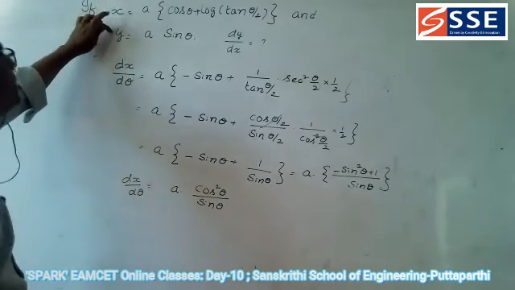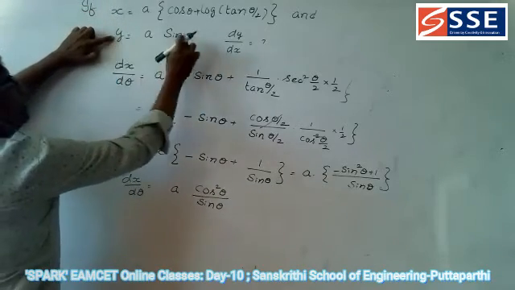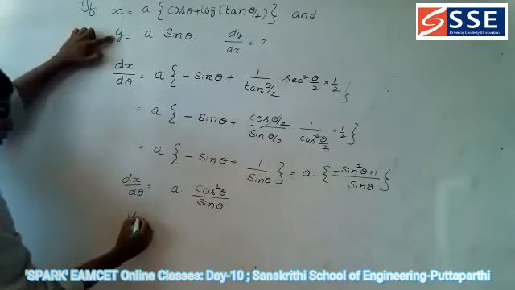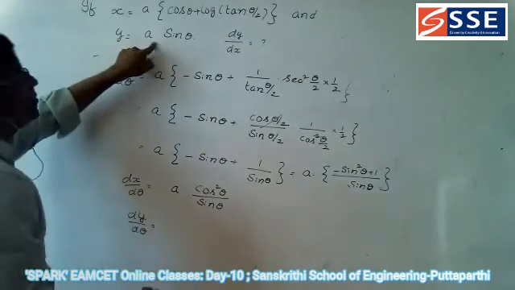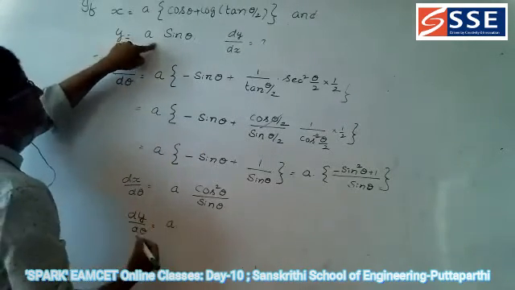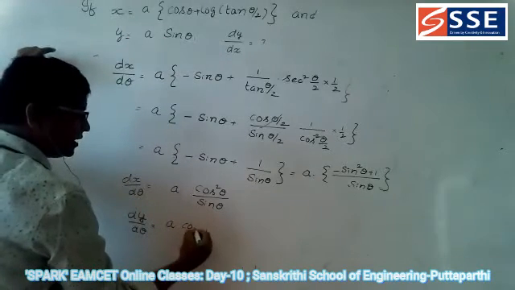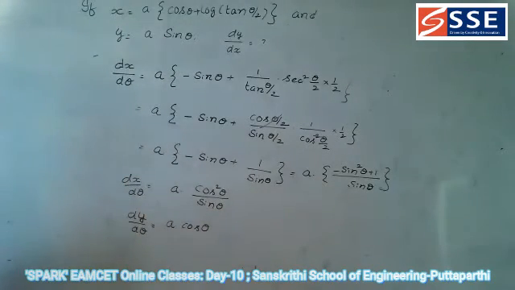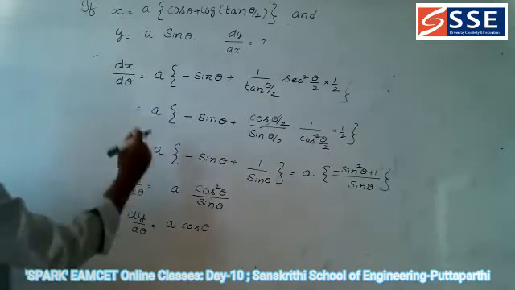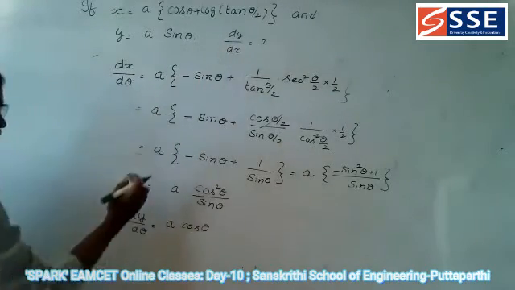Y, go for this one. Differentiate the y with respect to theta. What it becomes? Dy by d theta is equal to a into sin theta differentiation is cos theta. That's all.